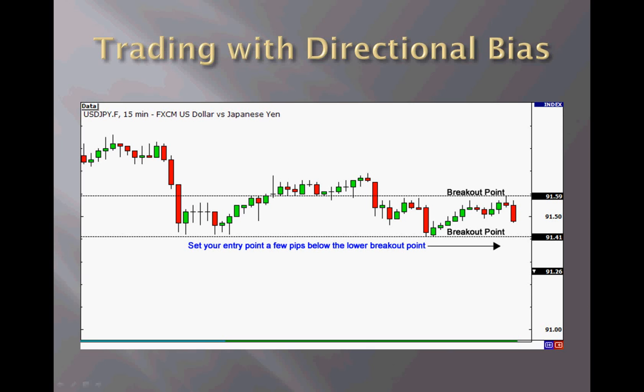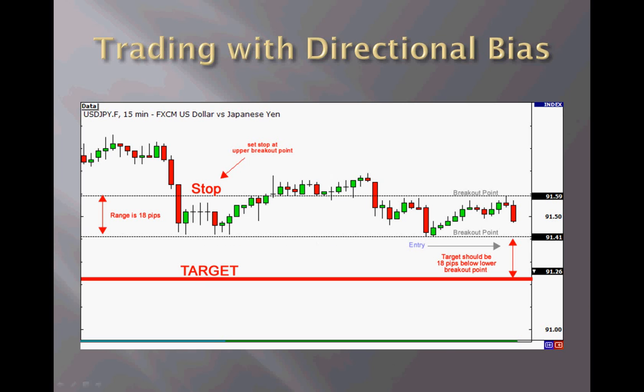Since you have a bearish outlook on the dollar, you would pay particular attention to the lower breakout point of the range. You're expecting the dollar to drop, so a reasonable strategy would be to set an entry point a few pips below that level. Pick a side for a potential breakout. You can then set a stop just at the upper breakout point and set your limit for the same amount of points in the breakout point range. Always have a stop and target in mind.